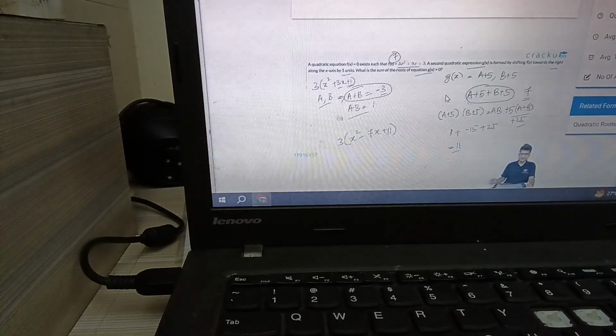This will be the new quadratic equation. But anyway, the sum of the roots is what we are required to calculate. That is equal to 7.